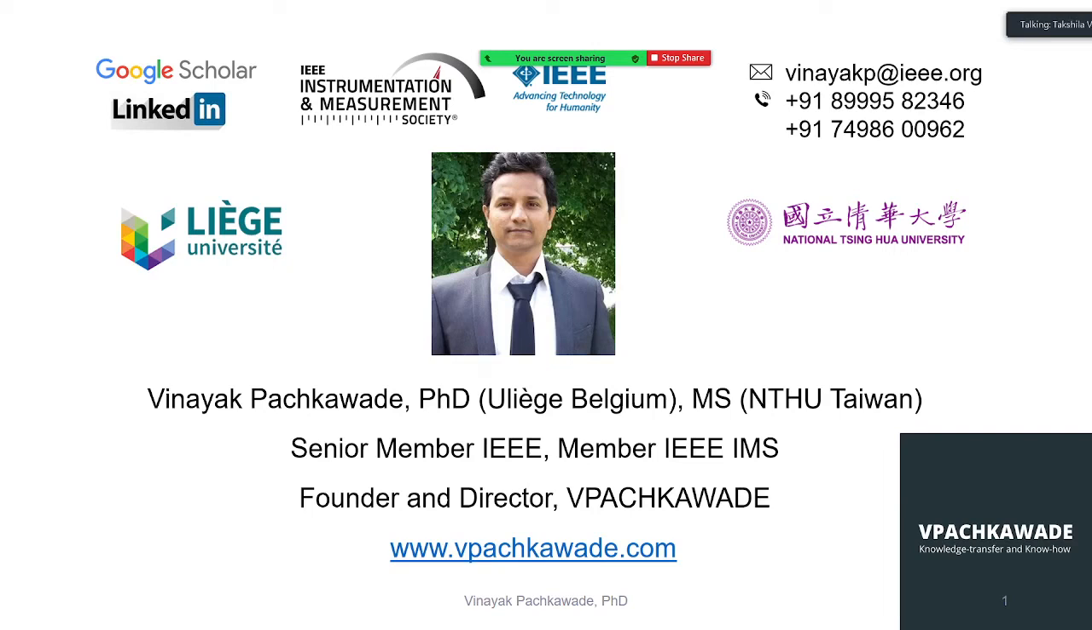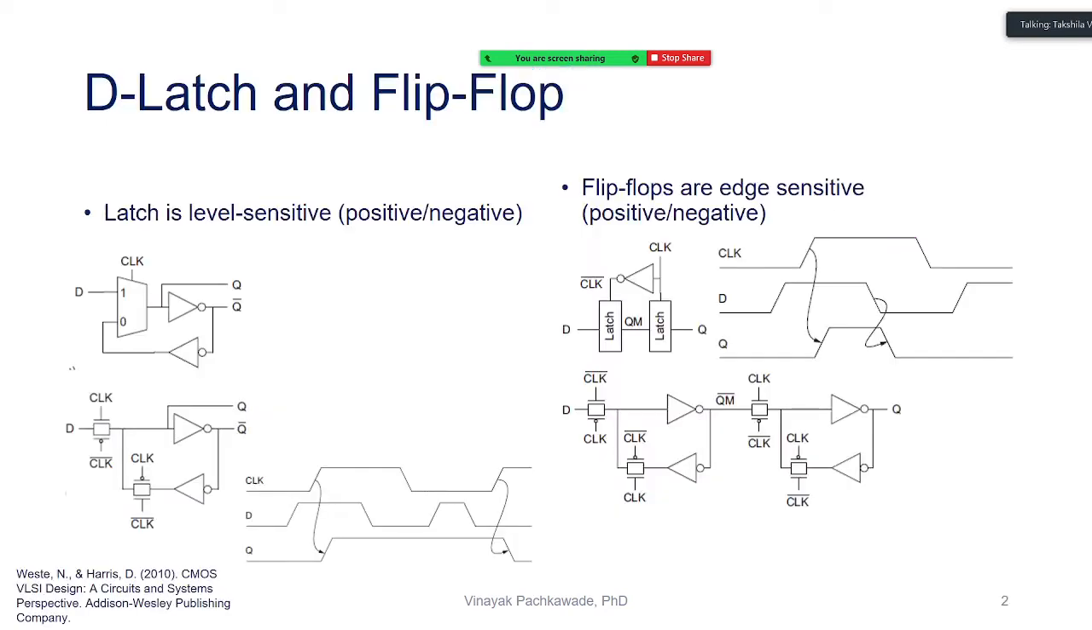Alright, so we continue with yesterday's session on sequential circuits. We talked about the D-latch and the flip-flop, and we tried to understand how each of these blocks works. I asked you that there could be a basic question: what is the D-latch, what is the flip-flop, and what is the difference between them?